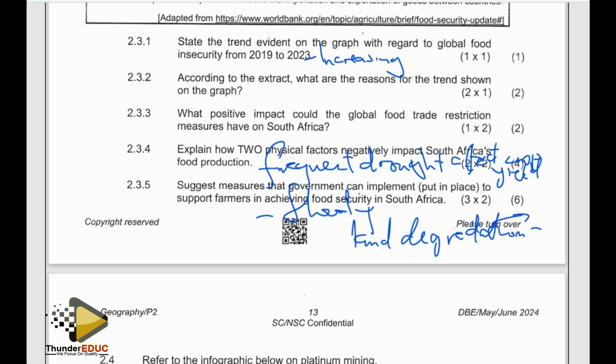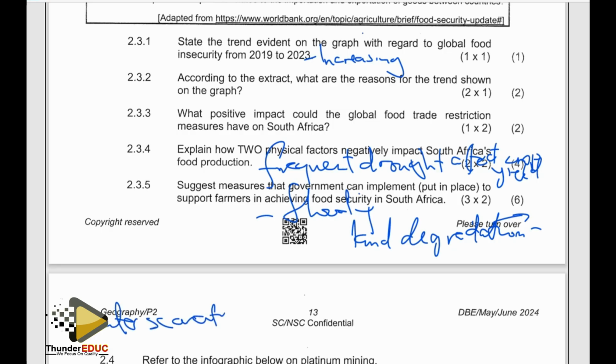Then we can also talk of other factors like topography. The topography of the area is also a physical factor that can affect production. We look at some areas where there are steep slopes. Those slopes make it very difficult to do successful agricultural production, and hence, at the end of the day, we tend to find that we do not manage to have sufficient food reserves. And also, maybe we can talk of water scarcity. It's also another physical factor, the scarcity of water.